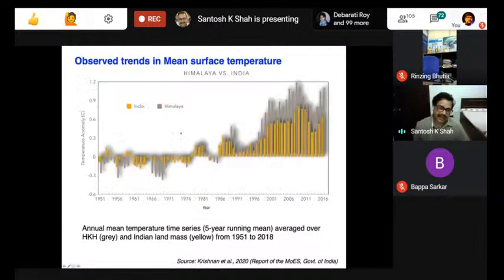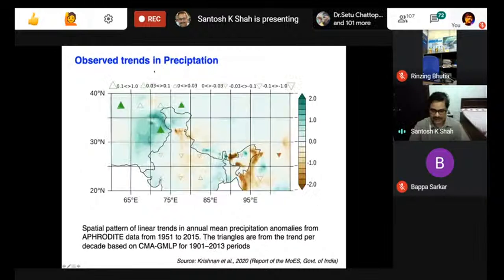There are reports like the observed trend in mean surface temperature. If you see the Himalayan region, the darker shade, and compare the Indian temperature records and Himalayan records separately, the rise in temperature since 1991 in the Himalayan region is higher compared to the other Indian regions. So this is the rise in temperature. If you see the observed trend in precipitation, the precipitation has a heterogeneous pattern.